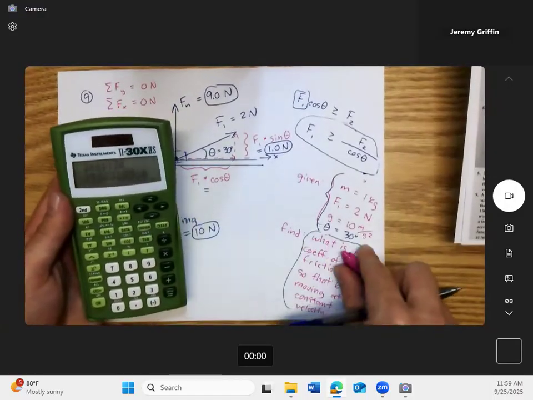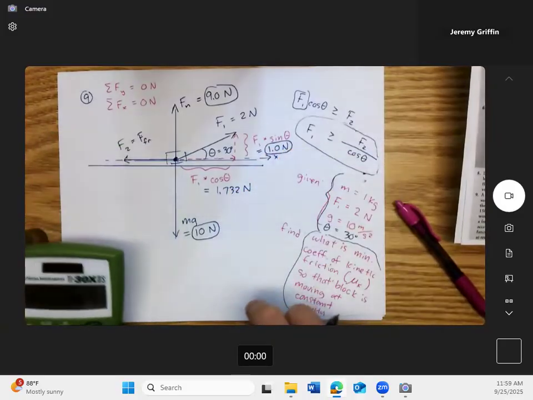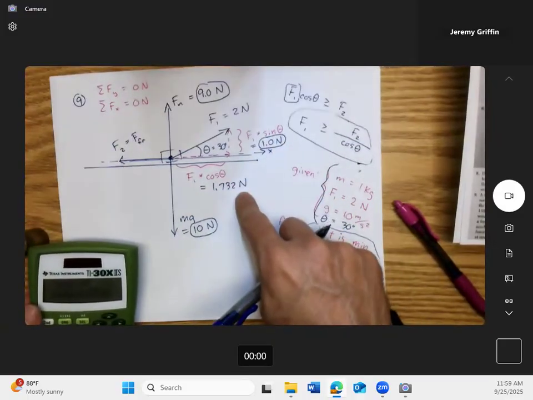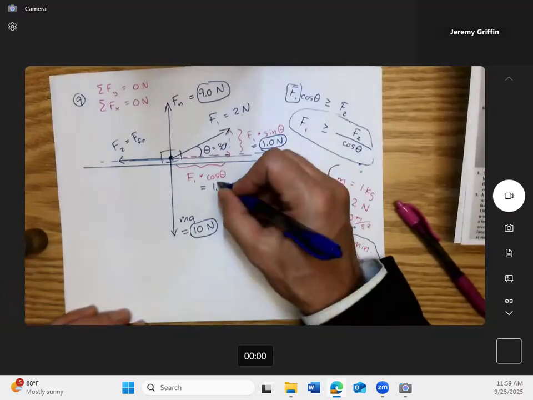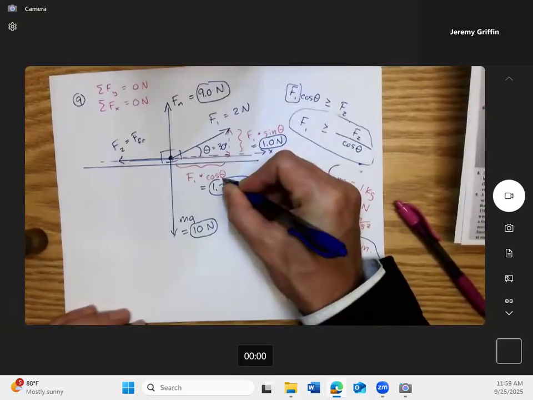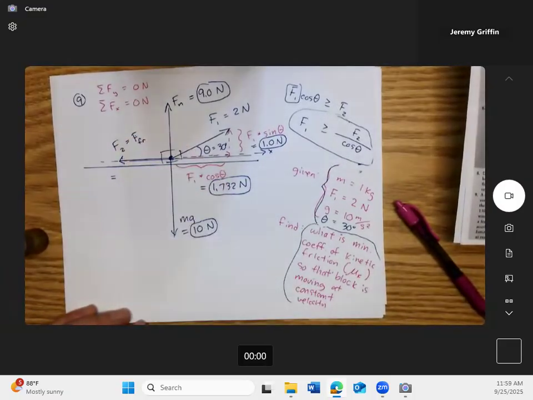1.732 newtons. Right. So it's sort of like you're pulling to the right with 1.732 newtons. You guys get that? And if that's true, I'll circle that one. If that's true, then how much is the friction force over here equal to?